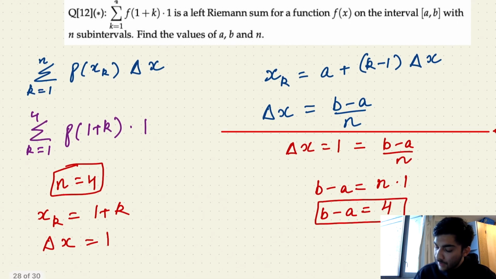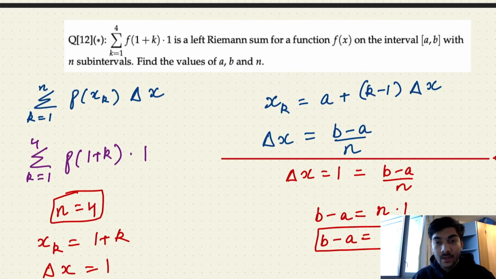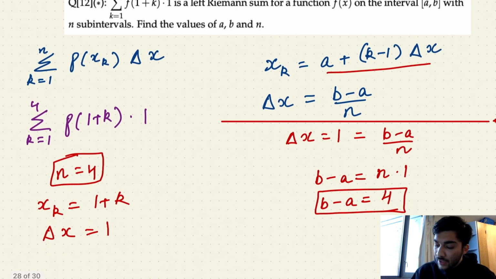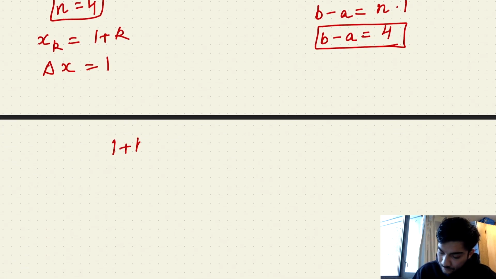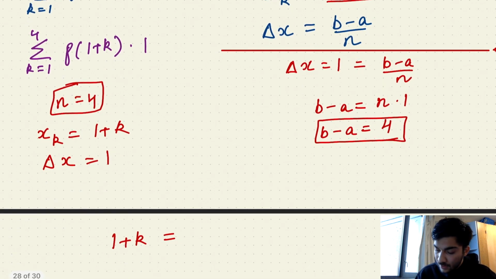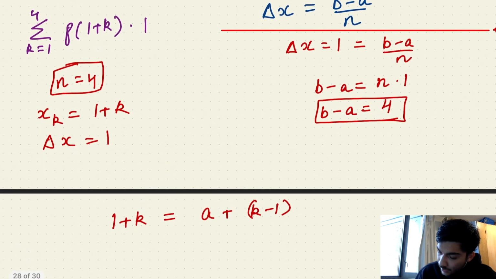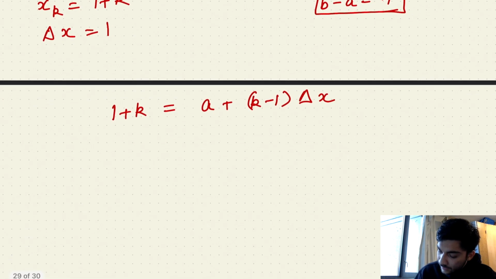So I got my b minus a value to be 4, and since this is an equation with two unknown variables, I just have to find one more equation in order to solve for a and b, which I'll easily get by relating xk to the already given expression that I have. So my xk, which is 1 plus k, that is given in this question, and the original formula is a plus k minus 1 delta x.